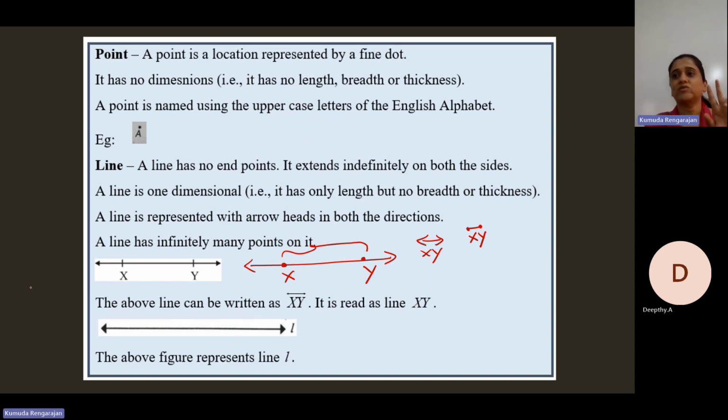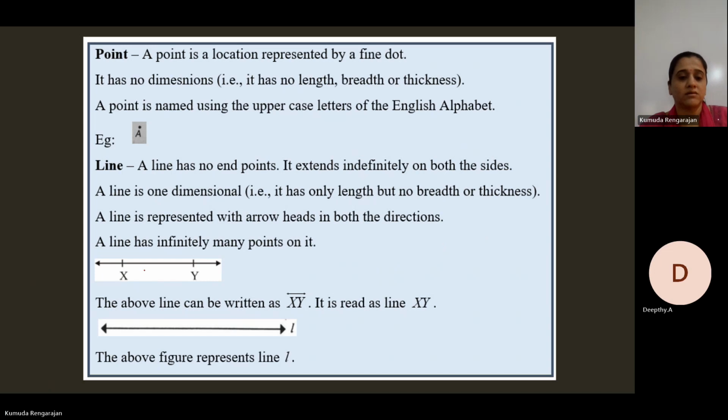So for a line, we have two ways of naming it. You can use two uppercase letters to name a line, or one lowercase letter to name a line. So you can say line A, or you can say line CD. So the above line can be written as this.